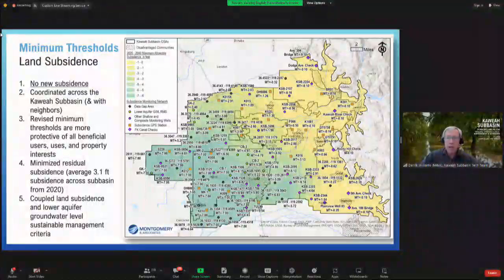So there's different subsidence allowable across the basin, and the average subsidence minimum threshold will be 3.1 feet. So that's between 2020 and 2040, there will be on average no more than 3.1 feet of subsidence in the subbasin. We're going to be monitoring subsidence at all the dots that you see on this map using InSAR data from DWR.